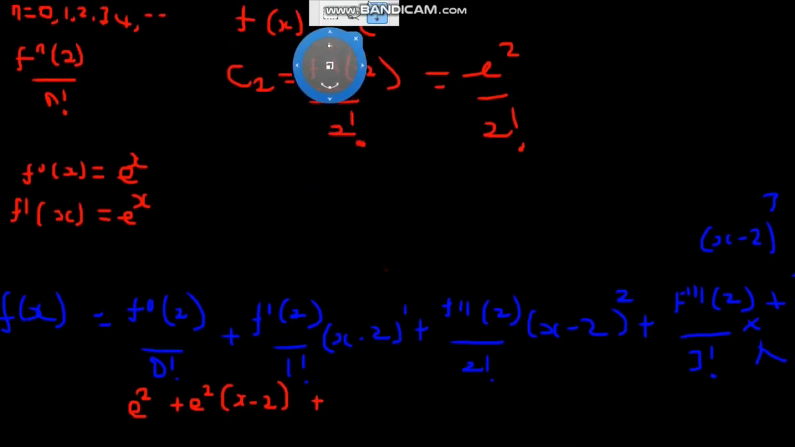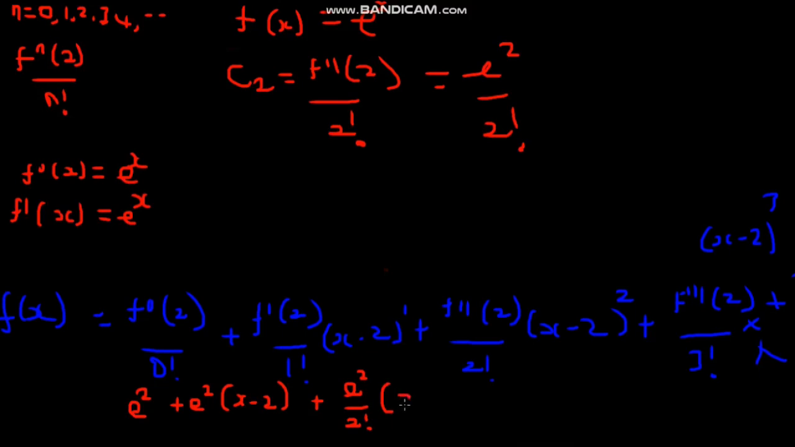Okay, I think you can manage this. So that will be plus e to the power 2 over 2 factorial, multiplying (x minus 2) to the power 2. Okay, so now that's what I have. So I'm going to do the same for this one also, the third derivative of the function at 2.